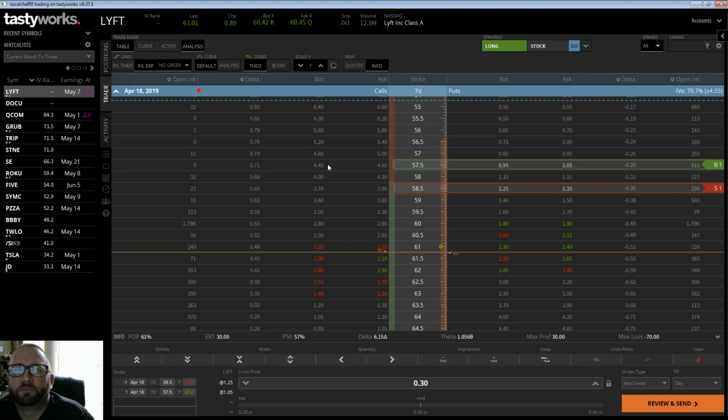Where to go? Expirations. Okay, that's the next thing that you want to look for. Other than the obvious 30 delta roughly, you want to place your trade at about 30 to 45 days to expiration.